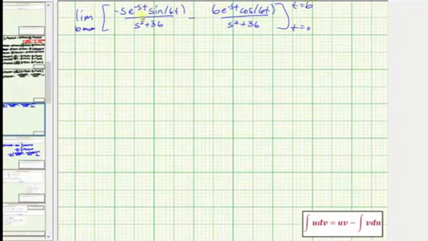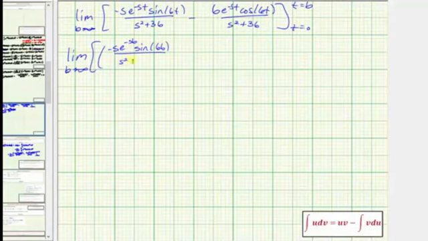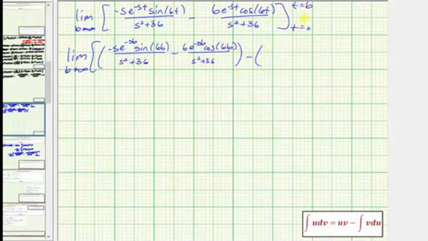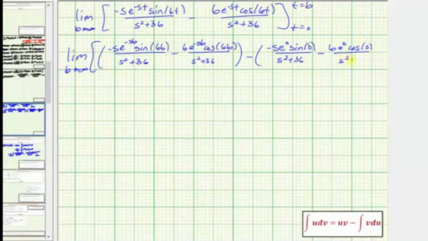So for the next step, let's substitute b for t. And then we'll subtract the value when t equals 0. So now we'll substitute 0 for t. So here we'd have e to the 0. Here we'd have sine 0. Again, here we'd have e to the 0. Here we'd have cosine 0. And now let's determine our limit.